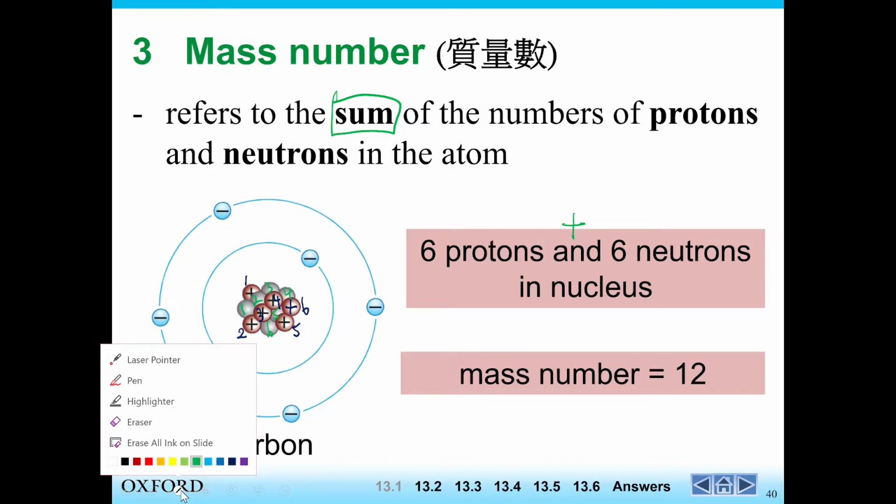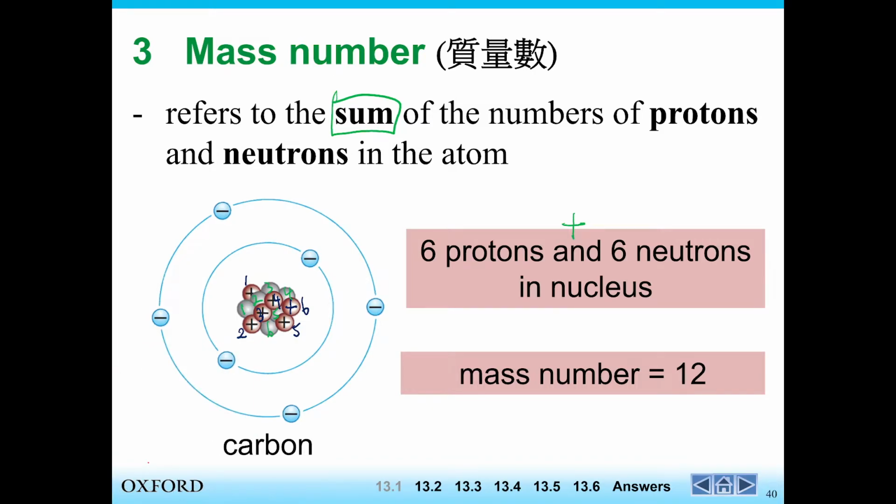Or as I mentioned, if you do not want to use the number of protons, you want to use the number of electrons, you can also count there are 1, 2, 3, 4, 5, 6. 6 electrons as well. 6 plus 6, you also get 12. The mass number is 12.